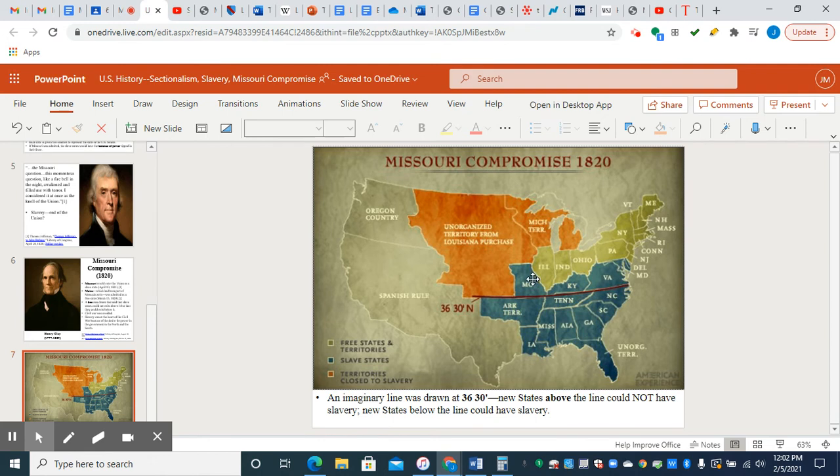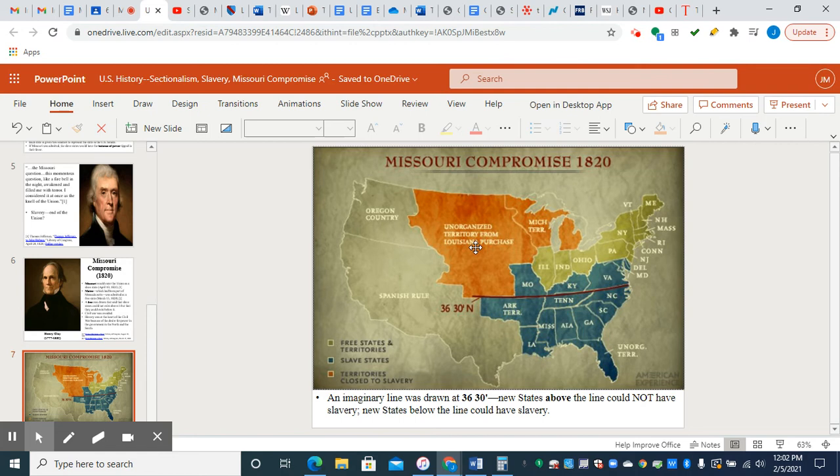Now there are still slave states above the line: Missouri, Kentucky, Virginia, Maryland, Delaware, and so on. There are still slave states above the line, but they said from here on out, any new states that get added to the Union, any new slave states have to be below the line. Any new free states have to be above the line.